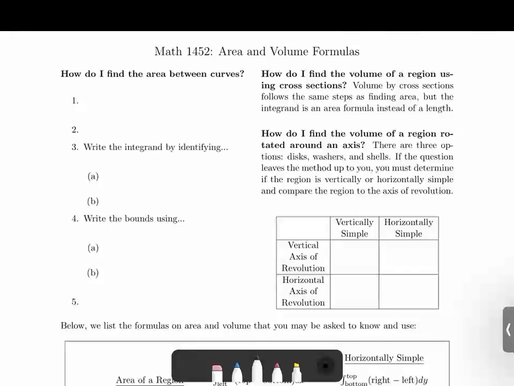So we're going to break down step by step how to find the volume and area and how to set these questions up. So we're going to follow a step-by-step process. And the first step, whenever we're told to find the area between two curves, is going to be to sketch the region.